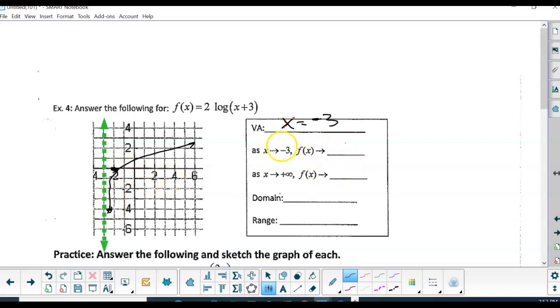You can see as we approach negative 3, f of x is going towards negative infinity. As x goes out towards infinity, we're going up to infinity. The domain is going to go from negative 3 to infinity. The range is going to be all real, double bar R for our range.